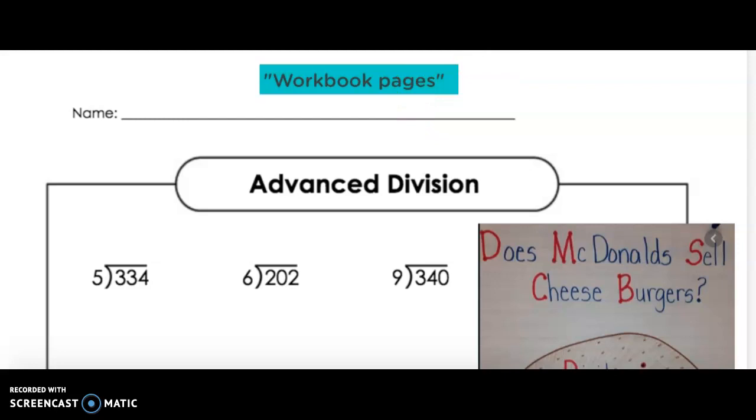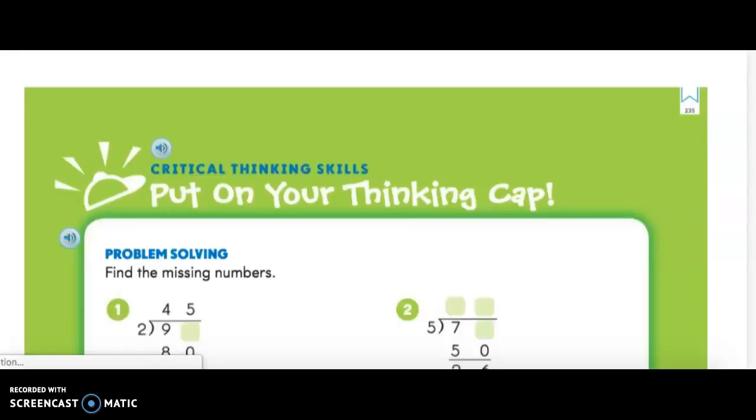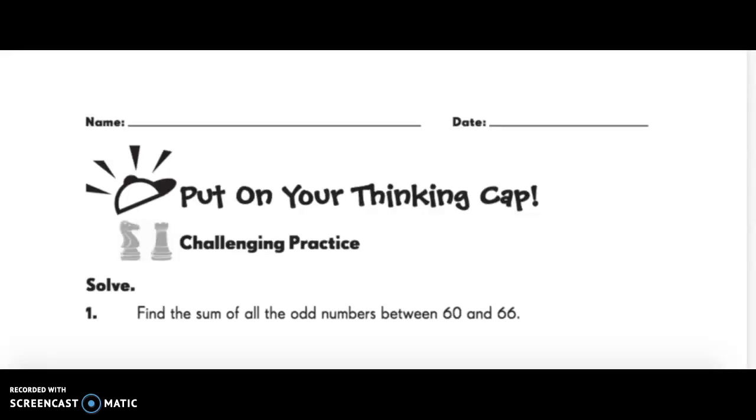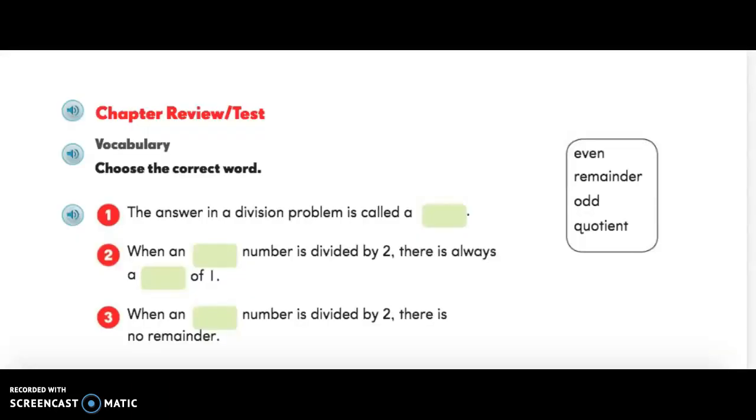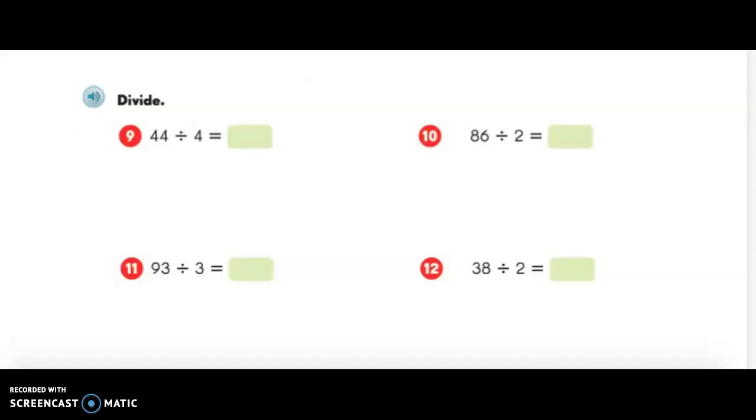And then here's some more practice. You have thinking cap, more thinking cap, and then you also have a chapter review. So all of this is optional, additional work that you can try if you want to keep working on long division to prep for 4th grade. You are more than welcome.